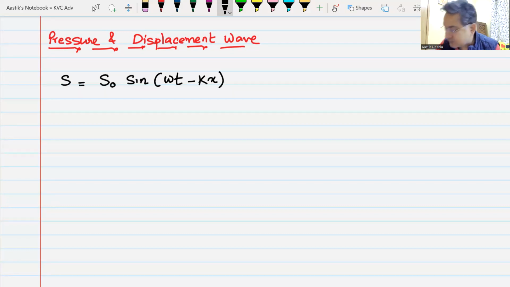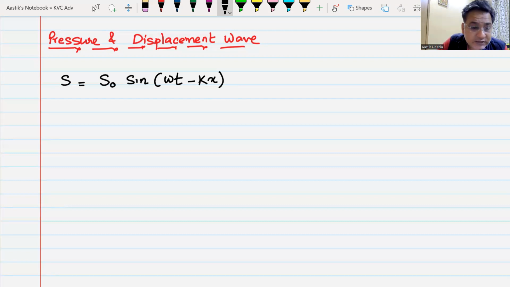Do you understand the meaning of the different terms here? s is the displacement of the particle from the mean position. s naught is the amplitude. Do you understand this? And again, this is the wave which is traveling in the positive direction of the x-axis. Anyone understands this? Yes, sir.